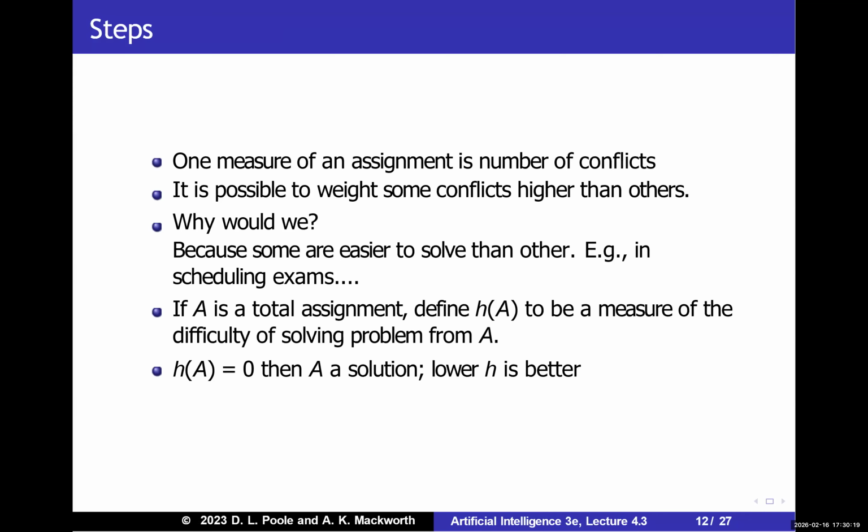Now, in local search, we measure the quality of an assignment using a heuristic function. Often that measure is simply the number of conflicts. But we can also weight conflicts differently. Some constraints may be more important than others. In scheduling, for example, certain conflicts are more disruptive. We can define a function h(a) that estimates the difficulty or cost of the current assignment. When h(a) equals 0, we have a solution. Otherwise, lower values indicate improvement. This allows us to treat constraint solving as optimization.